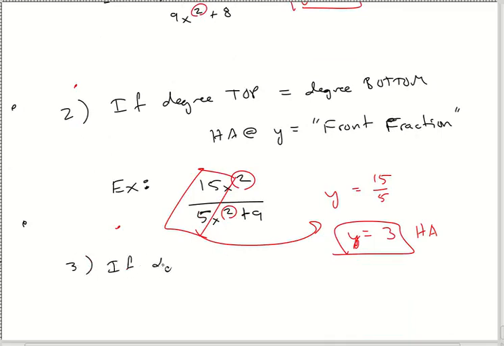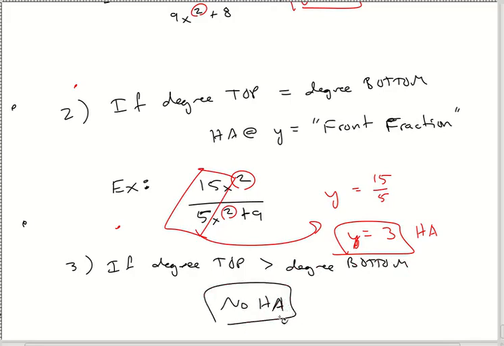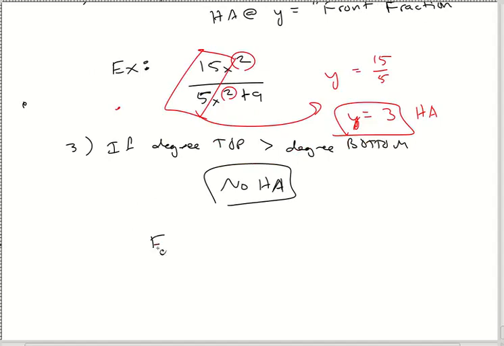And the last one, if the degree of the top is greater than the degree of the bottom, this is my favorite one, no horizontal asymptote. There's just none. You're done. So quick example. 14x to the third divided by 3x squared plus 2. Well, notice 3 is bigger than 2, so you just say none. That's it. No horizontal asymptote.